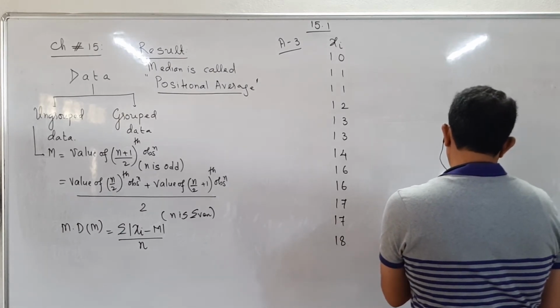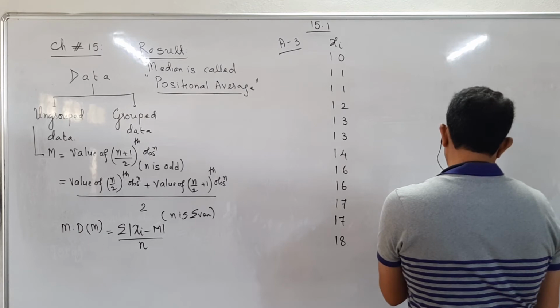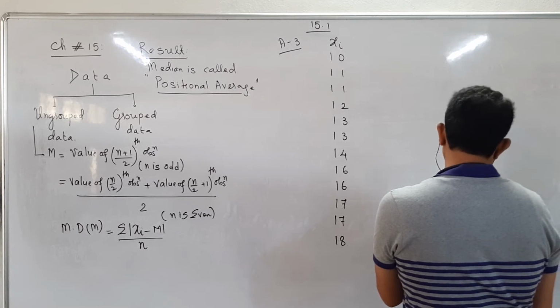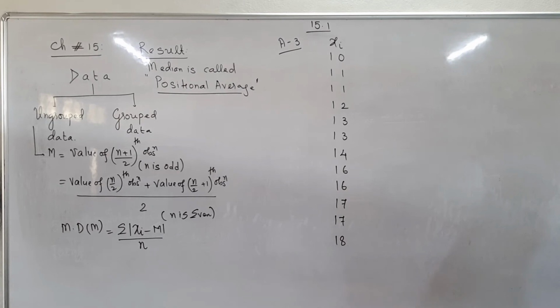So the least observation is 10, then 11 is repeated twice, 12 is repeated once, 13 is repeated twice, 14 is repeated once, 16 is also repeated twice, 17 is also repeated twice, and 18 is repeated once. This you should very carefully check. 11 repeated twice, 13 repeated twice, 16 repeated twice, and 17 also repeated twice.